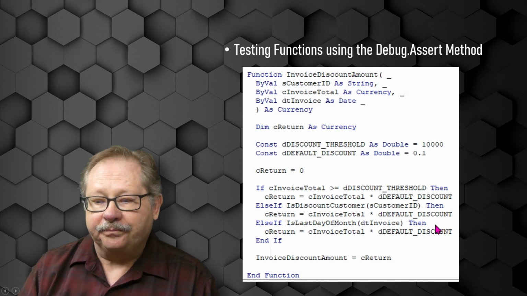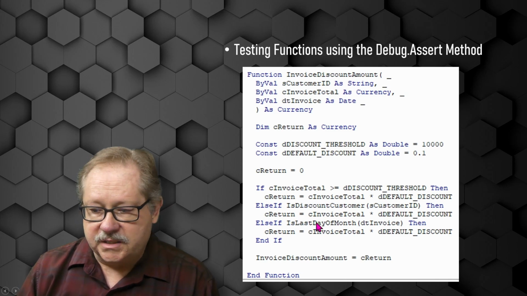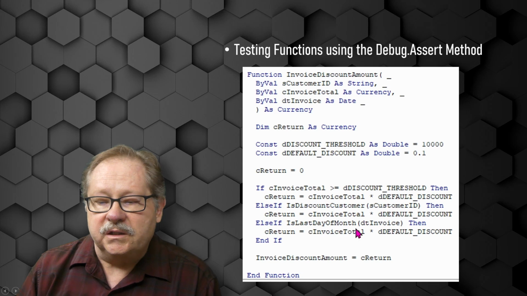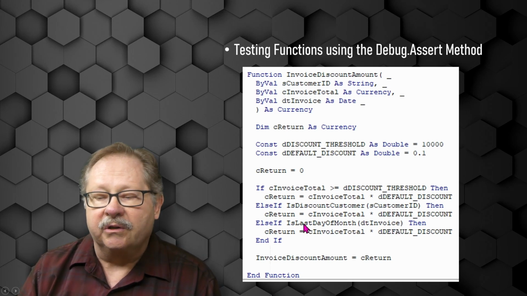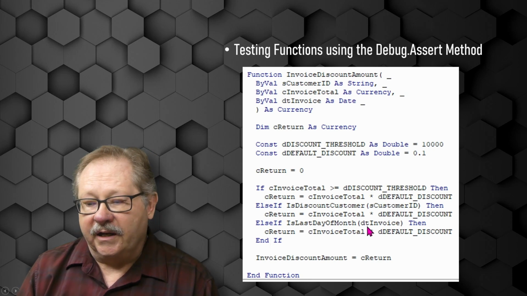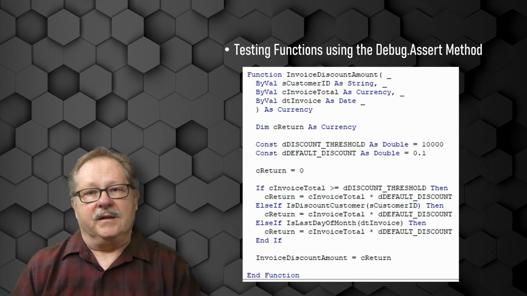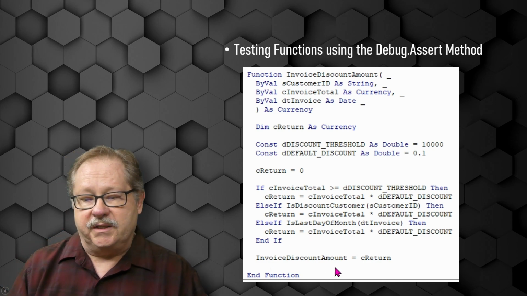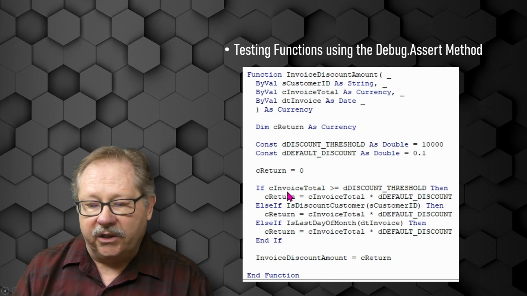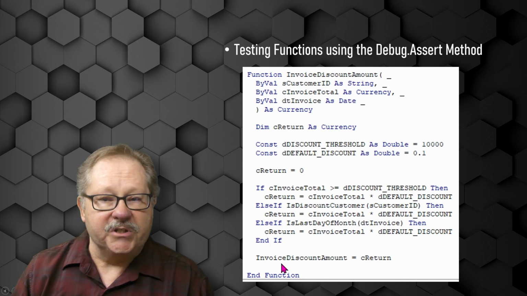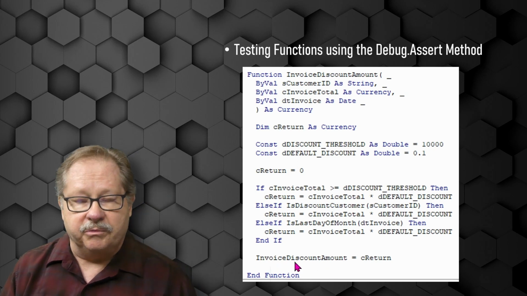If that returns true, then invoice total equals default discount again. Else, if it's the last day of the month, we send the date of the invoice to this particular function to find out if this invoice date is the last day of the month, and if so, they get a discount. Okay, so at the end, cReturn returns this value that's being calculated here in all of the If Then Else statements. The cReturn then gets assigned to the function value and returned by the function.